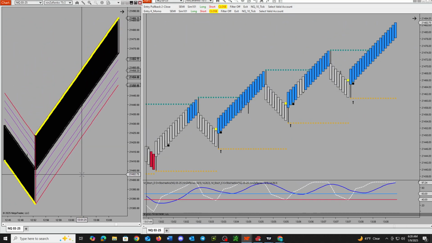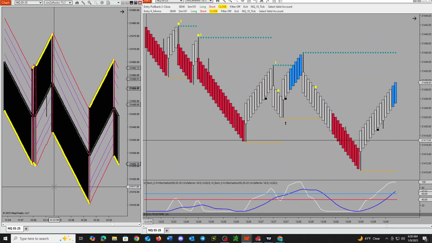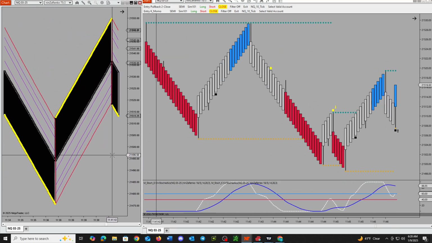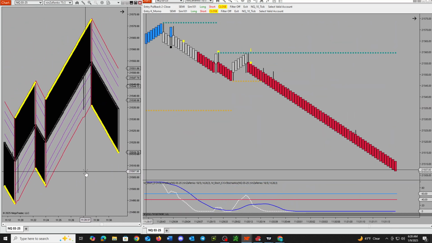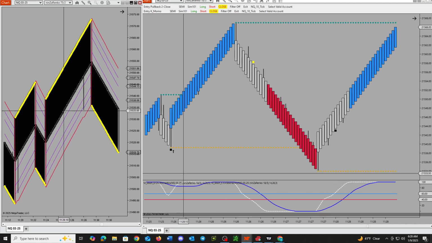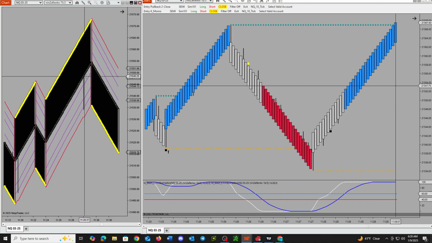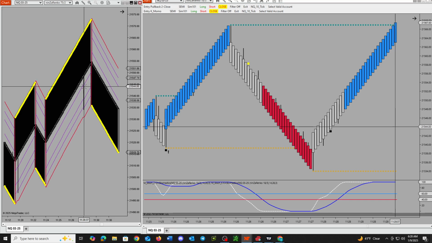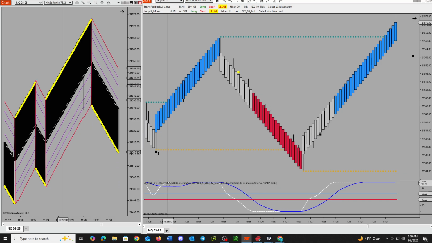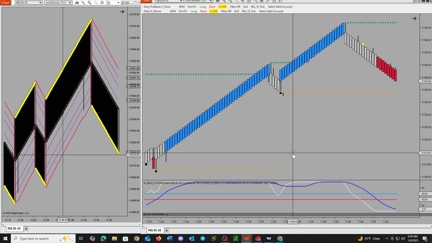So let's see if we can find a bullish example. Oh yeah, here's one. Okay, this is probably going to be a pretty good one here. So, see if I can get my entry chart where I want it.